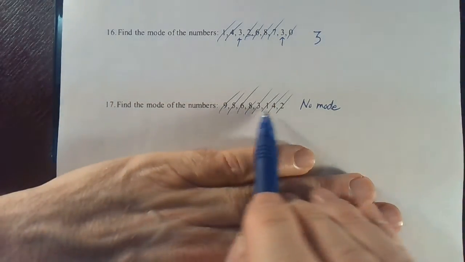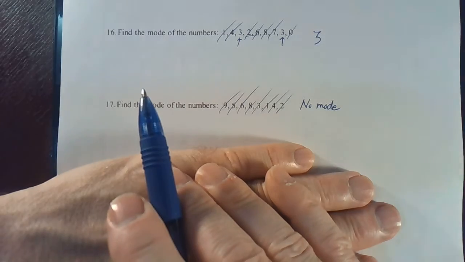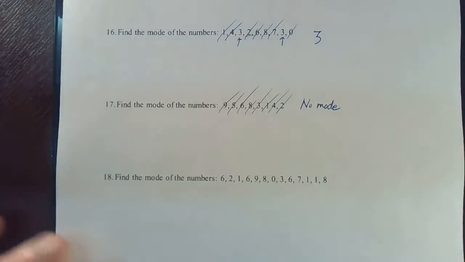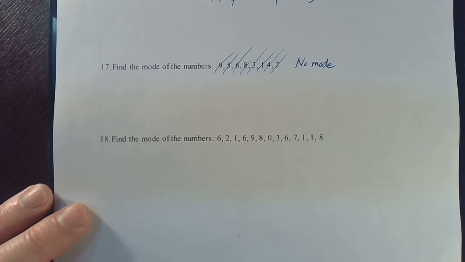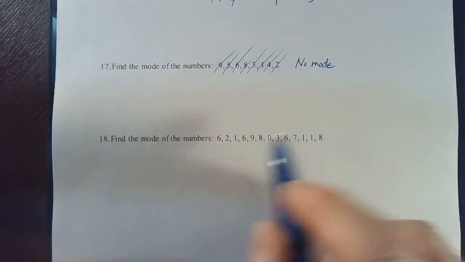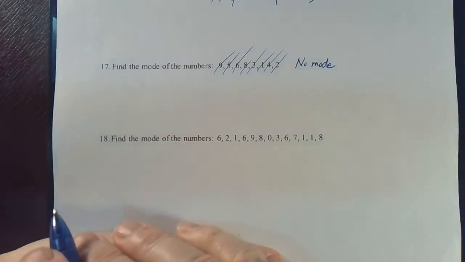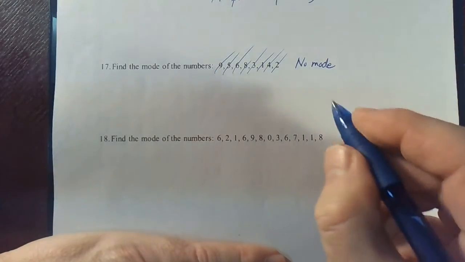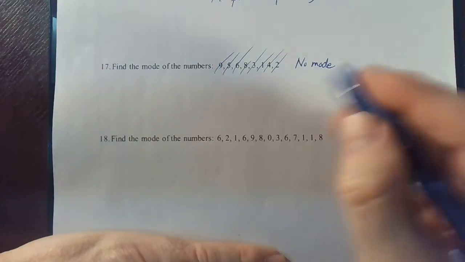And if they all showed up 2 times each, we would still say there's no mode. You could argue that, but let's do the next example. Let's see what happens here. Okay, it would be so much nicer if these were written in increasing order. So we've got 3 1s.